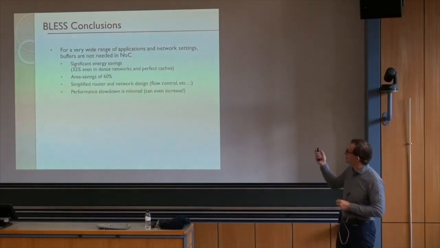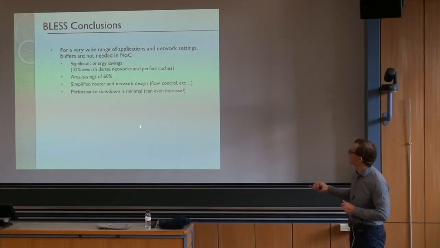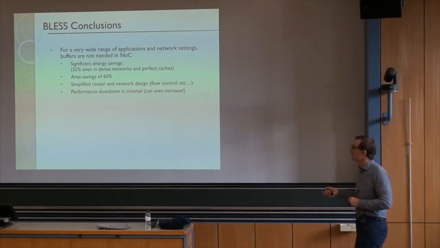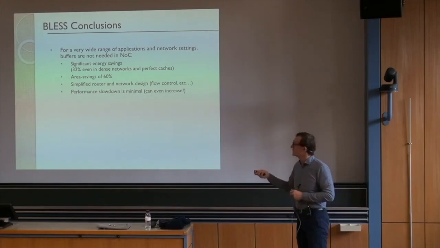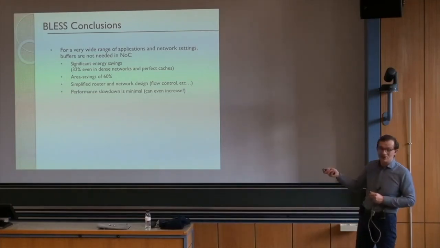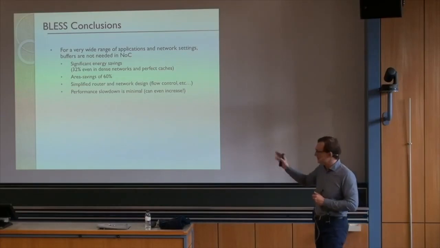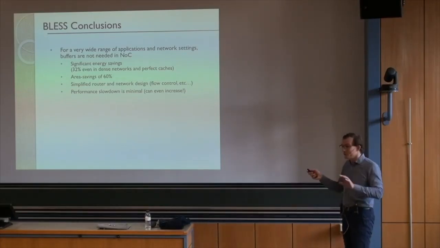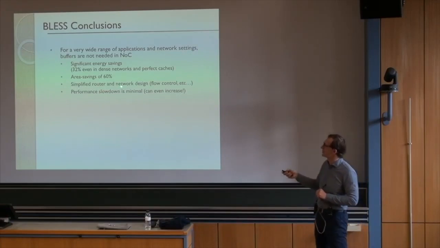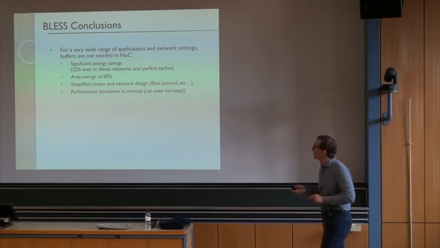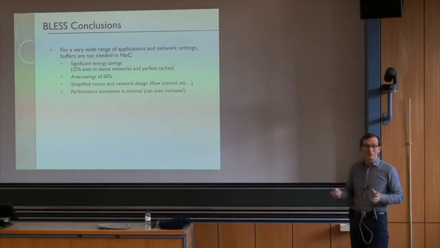So the conclusions of this work are this basically. For a wide range of application and network settings, buffers are not really needed in the network on chip. As a result, if you eliminate them, you get significant energy savings and significant area savings. We will see better area results in a little bit. You get simplified, hopefully, router and network design. Certainly network design, but router design actually becomes more complex, and we're going to go into that. And performance loss is actually minimal.